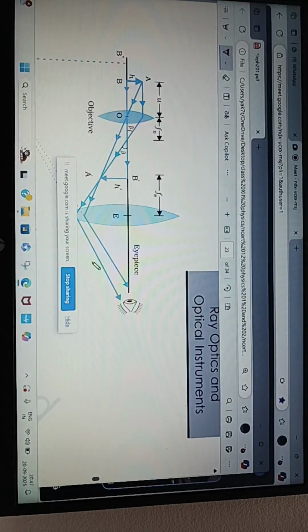One is when the object is kept between the pole and focus. The second one is when the object is kept at the focus. There are two types, and their derivations are there. Their magnification formula is, for the first one, 1 plus d by f. The second one is simply d by f.